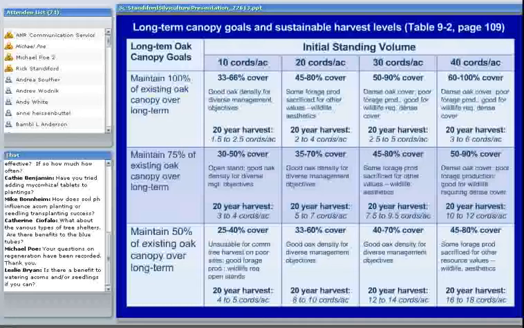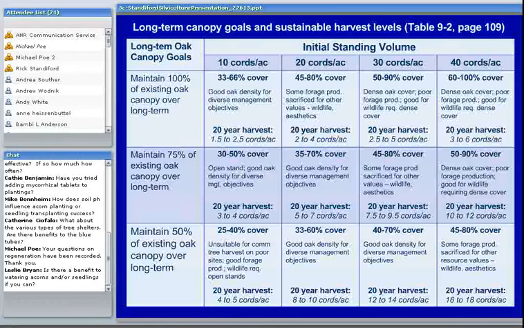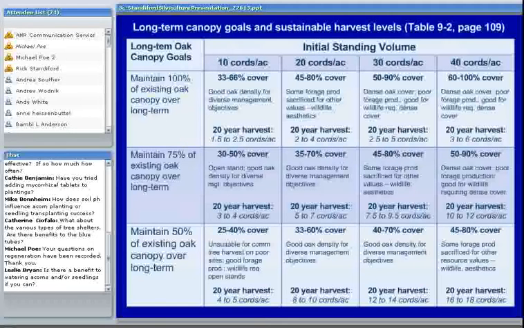So I want to just reference to you one of the guidelines we give you in the book that you received on establishing thinning levels to tie in with your management goals that we talked about in the first week. The approach we use is to think about what your current standing volume is, and we expressed it in terms of cords per acre.